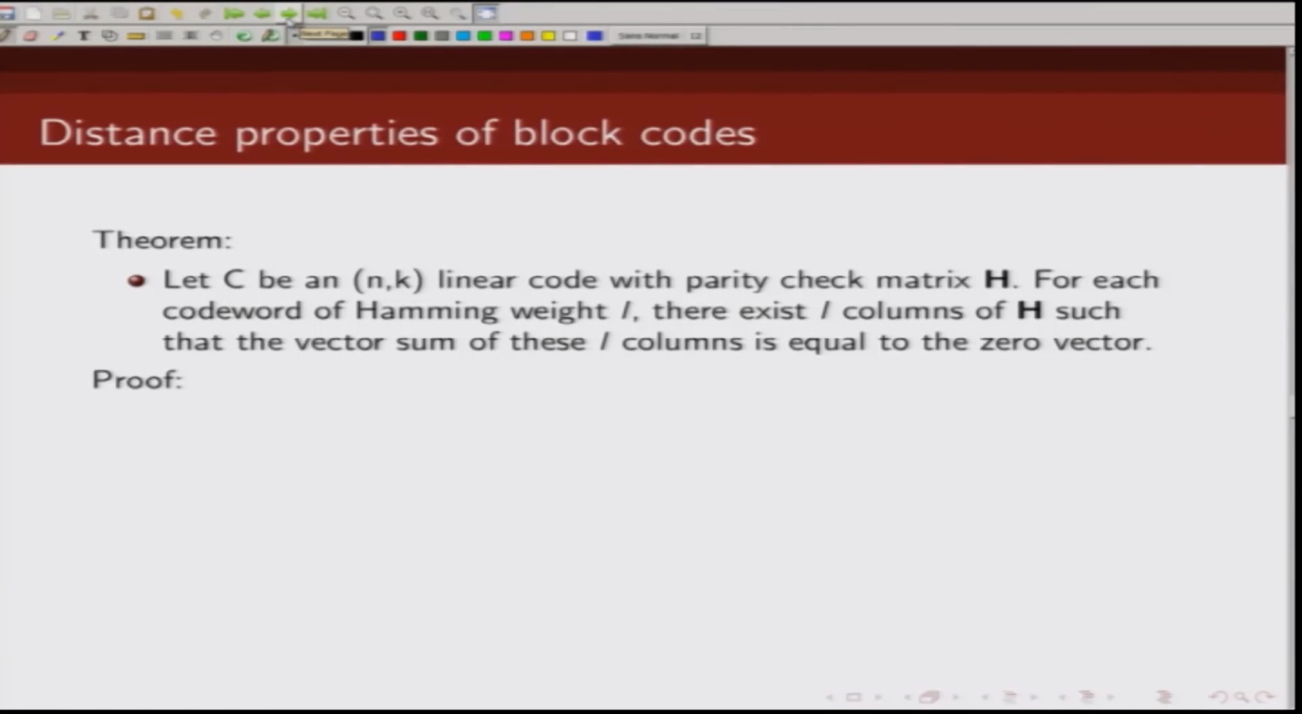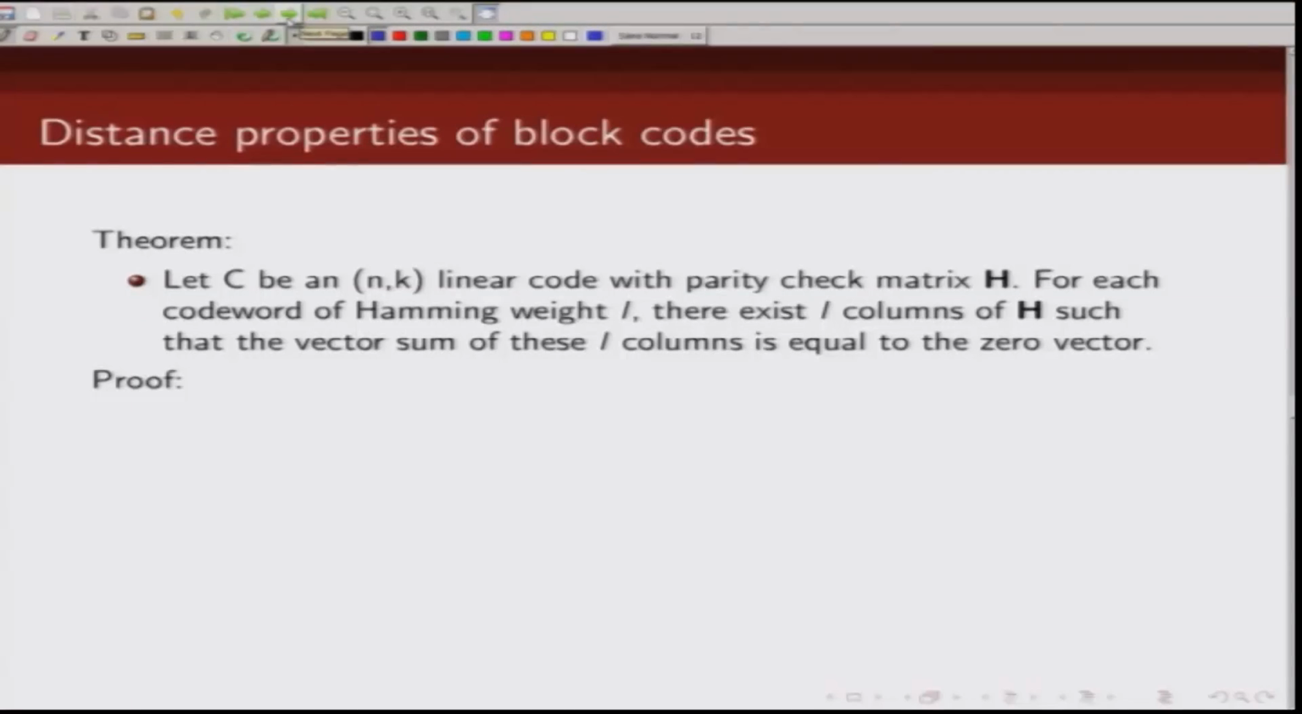Next, we are going to show how the minimum distance of a linear block code is related to the columns of a parity check matrix, and how from the columns of the parity check matrix we can find out the minimum distance of a linear block code. So, the result which I am going to show you is as follows.